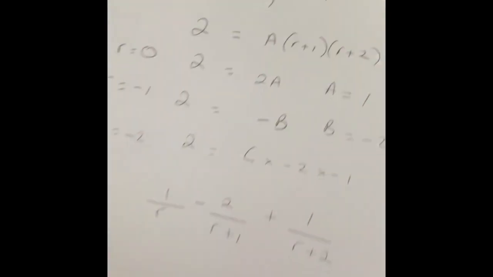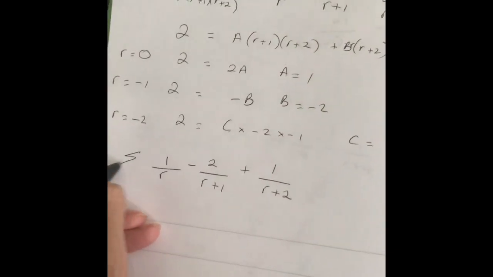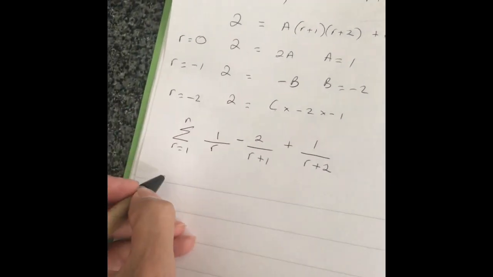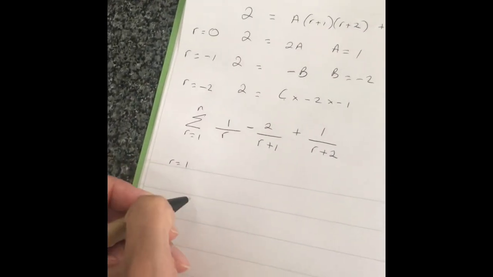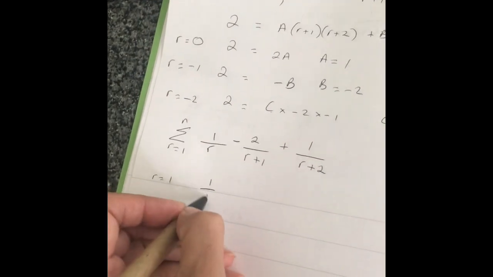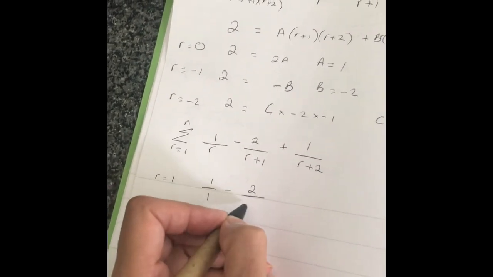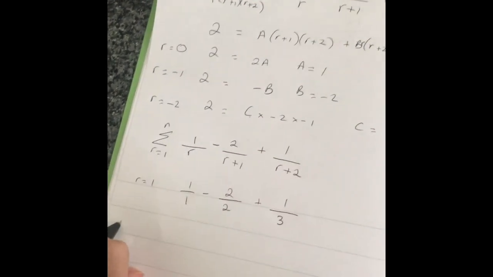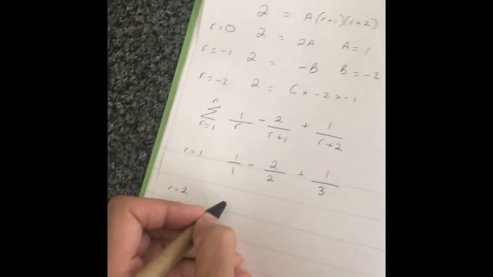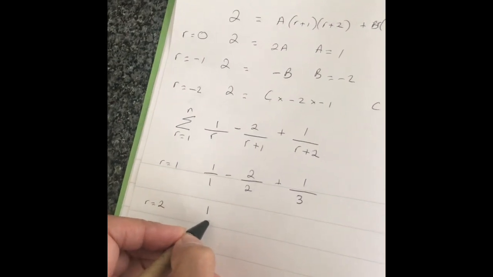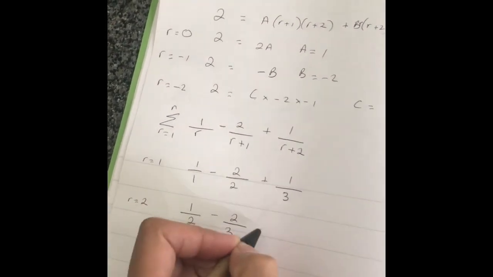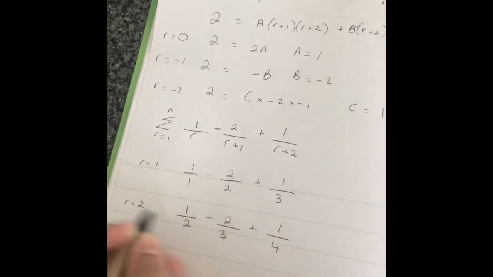So I'm going to use my partial fraction. So I'm going to find the sum of the first to the nth term. And I'm going to do the method of differences. I'm going to start with R is 1. And I'm going to put that in. So 1 over 1 minus 2 over 2 plus 1 over 3. I'm going to put in R is 2. That would give me 1 over 2 minus 2 over 3 plus 1 over 4.